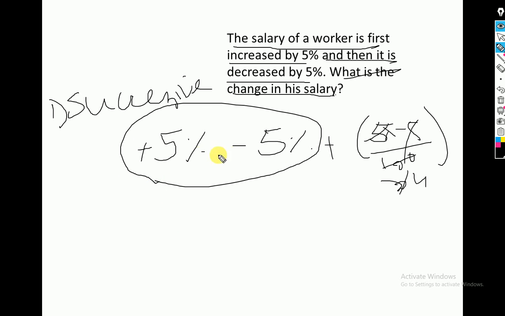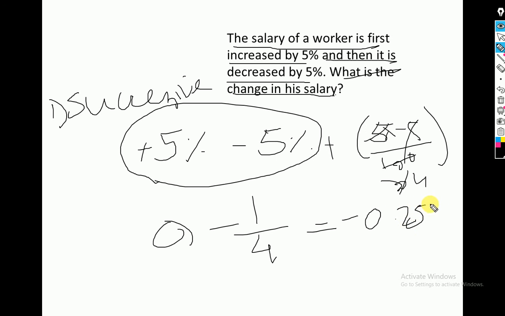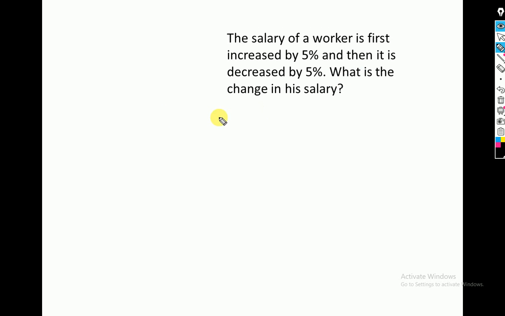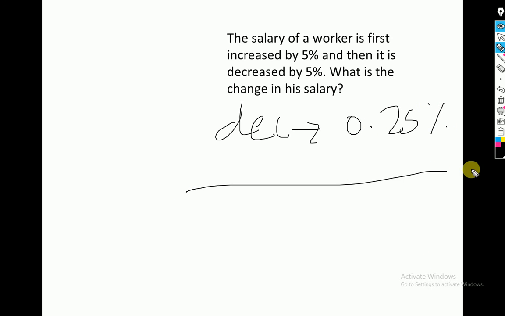The net effect is 0 because 5 and minus 5 is 0, and then minus 1 by 4. This means minus 0.25%. So what is the change in his salary? Change in his salary is a decrement of 0.25%. Okay, so this is how you can do it by successive.